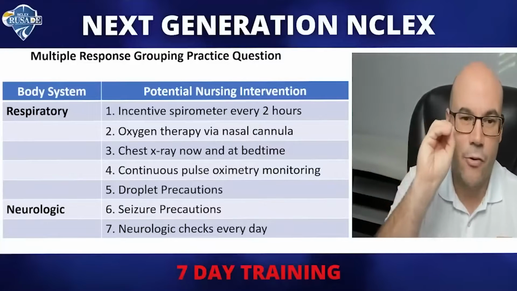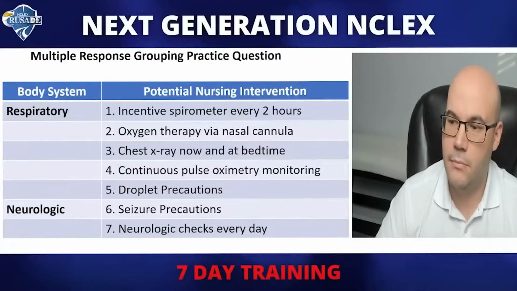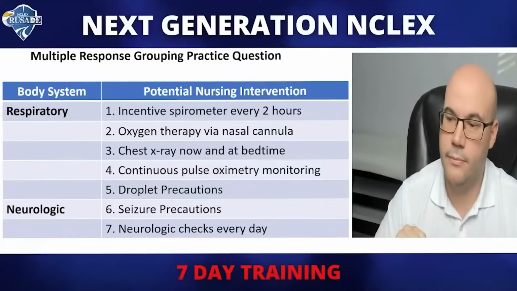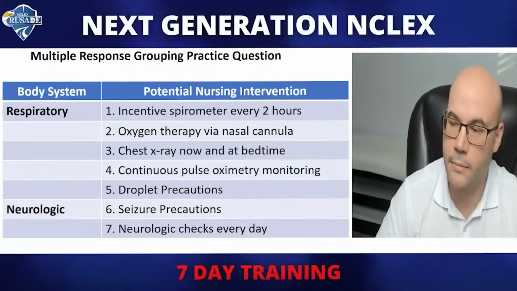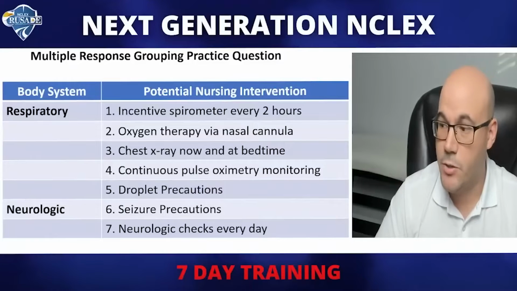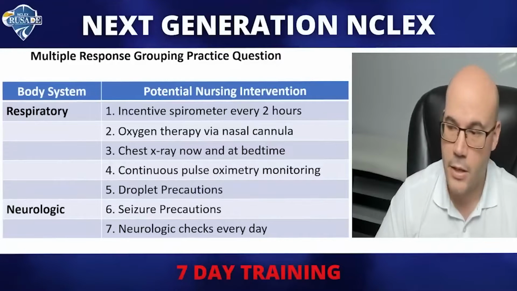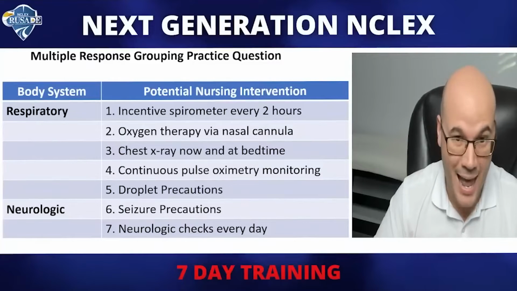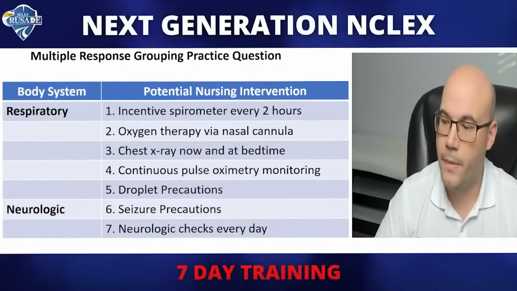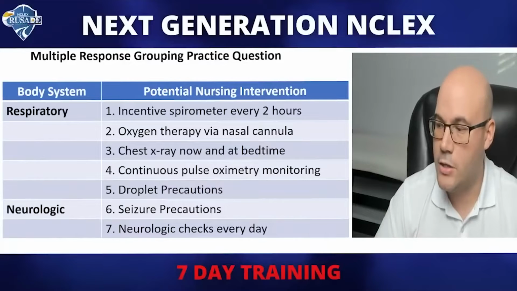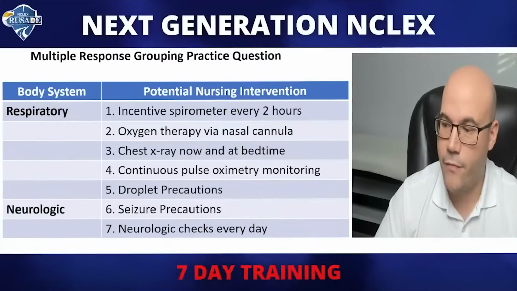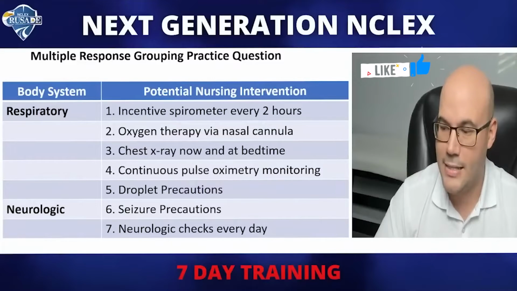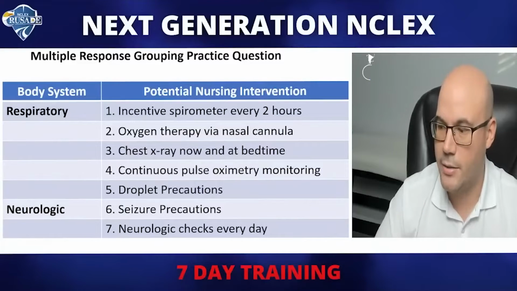Let's go to the respiratory system, because we have several systems to discuss in this question. On the respiratory system, we have: 1, incentive spirometer every 2 hours; 2, oxygen therapy via nasal cannula; 3, chest x-ray now and at bedtime; 4, continuous pulse oximetry monitoring; 5, droplet precaution; 6, seizure precautions; and 7, neurologic check every day.